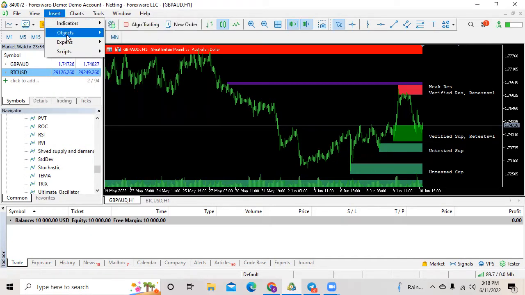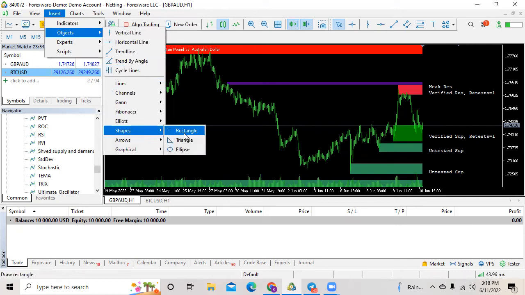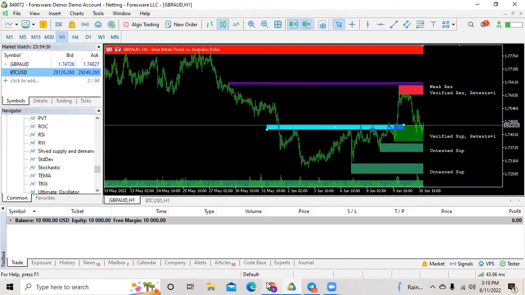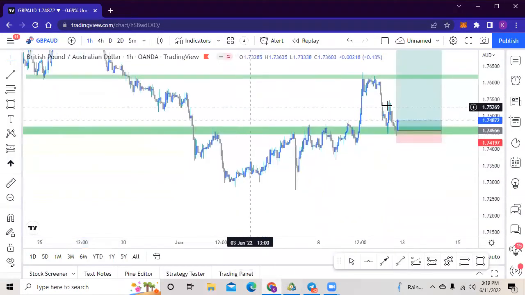So I'm just going to go ahead and show you what I was looking at. Initially on Thursday, there was a zone right here. Just like it says on the right, it was verified resistance and it was retested. I don't remember how many times, but as you can see, it was retested 1, 2, 3, 4 times before it finally shot up.